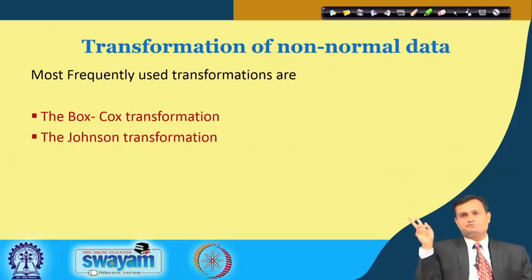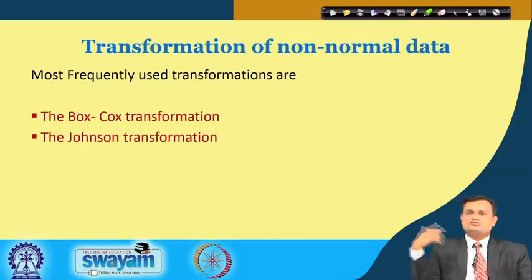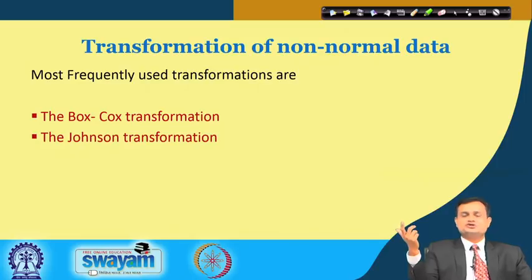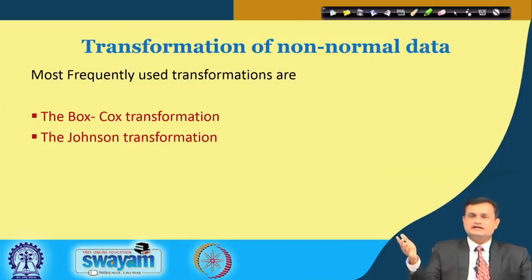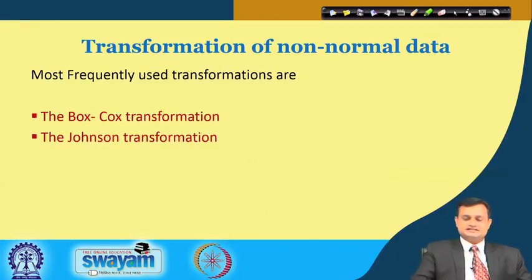You have two options to transform the data, two transformations rather. One is Box-Cox transformation, the other is Johnson's transformation. It is extremely difficult to do it manually. I will give you the mathematical expression for your understanding, but we take the help of software which has an inbuilt mathematical function that helps us transform the data very easily.